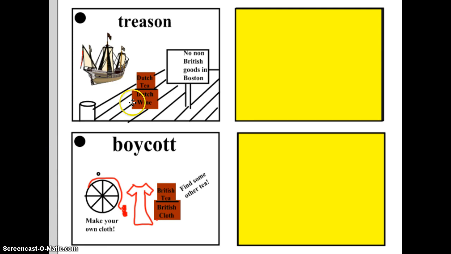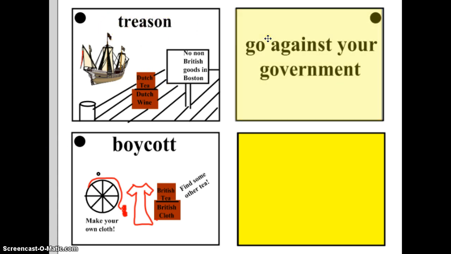The first word is treason. T-R-E-A-S-O-N, okay? Here's the definition for treason. It means to go against your government. And if you notice, the picture over here shows a ship. This is a dock. There's a sign that says no non-British goods in Boston. And I mentioned to you probably last week something called the Navigation Acts, which had been a law from the 1600s that said the colonies could only ship and trade with England. And the colonists were not so very good about following that rule. In fact, they did a lot of smuggling from other countries, things like Dutch tea and Dutch wine. So the word treason means to go against your government when you break the law.